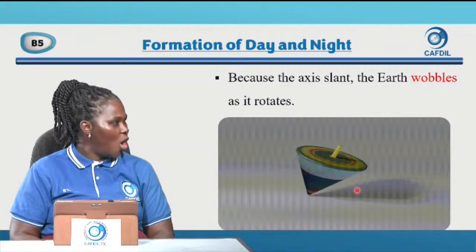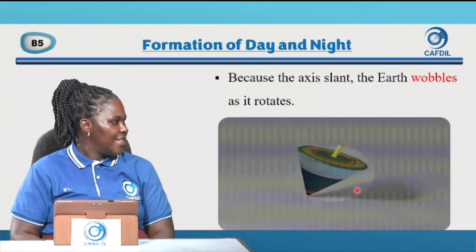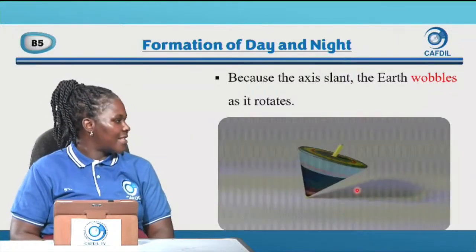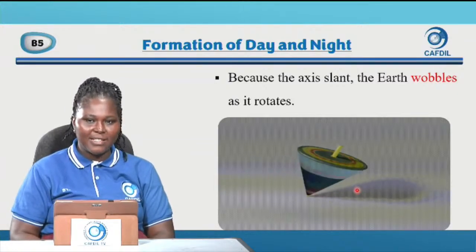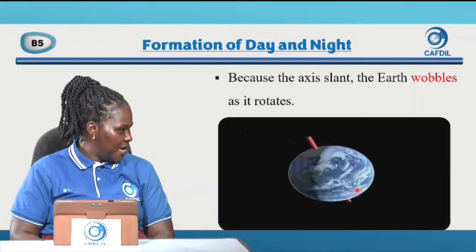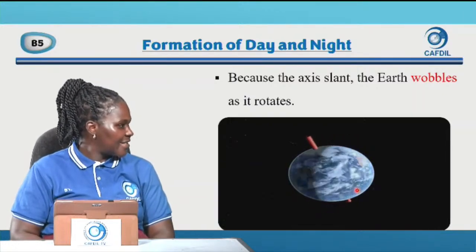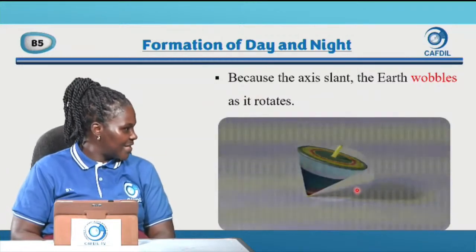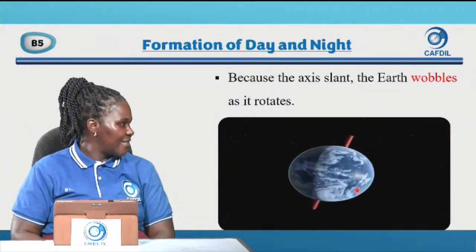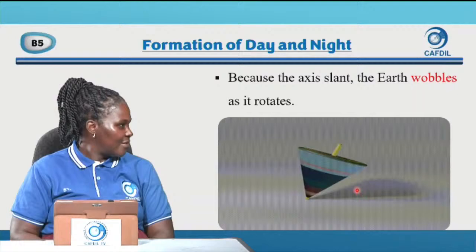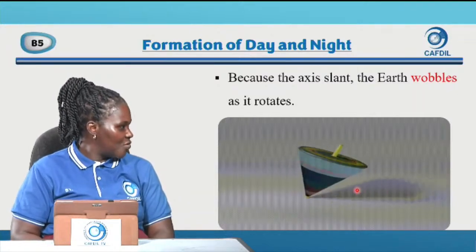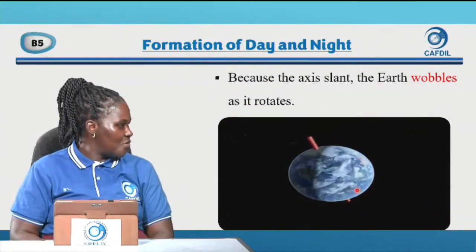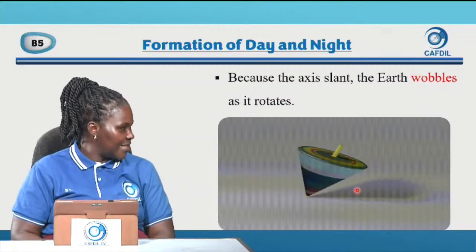Good. Because the axis slants, the earth wobbles as it rotates. It is like what we are seeing on the screen. Now this is how it slants and rotates. The earth rotates like this. Now you see the earth moving, that is rotating. The earth wobbles as it rotates. I hope you have seen it.